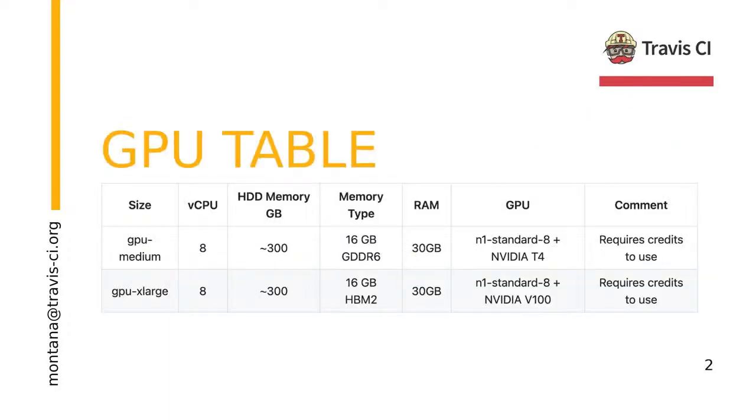So right here is the GPU table. You can see, depending on how you define the YAML file, if you run GPU medium or GPU X large, you'll get different results. If you do medium, you'll get a GDDR6, or if you do X large, you'll get high bandwidth memory 2. So it's an N1 standard 8 NVIDIA T4 for medium and N1 standard 8 NVIDIA V100 for X large. As you can imagine, we're using Google Cloud Engine for that.